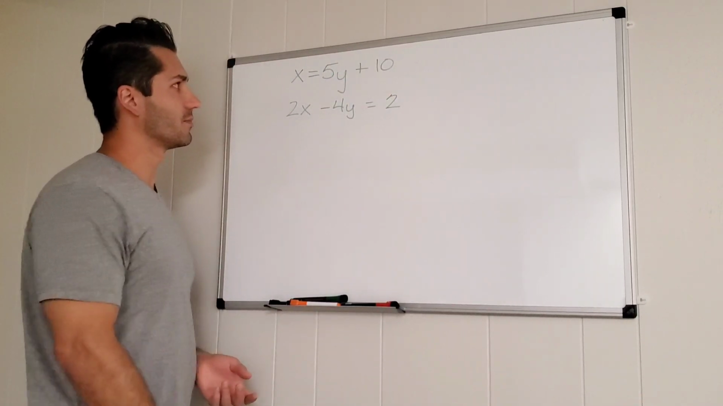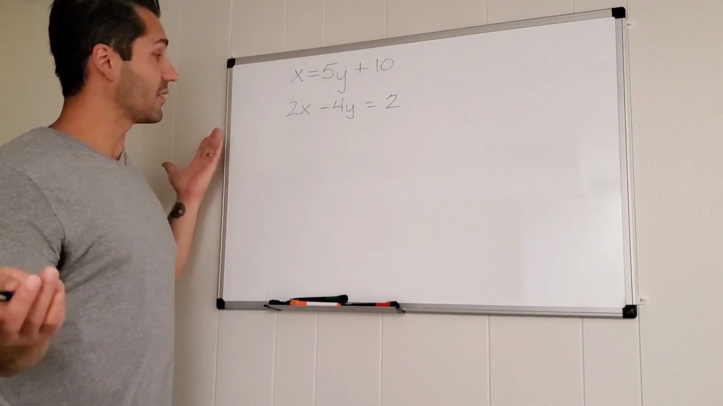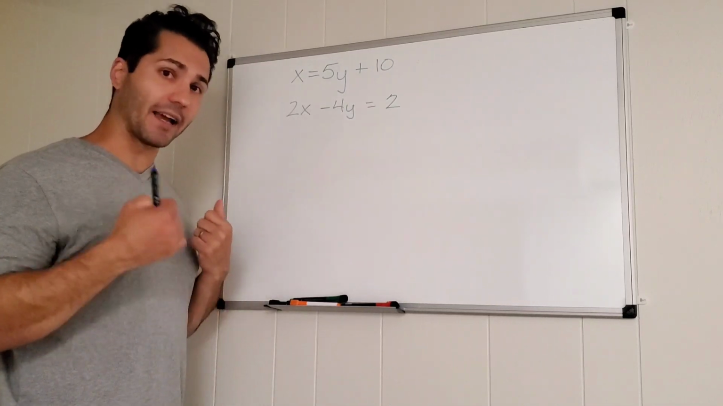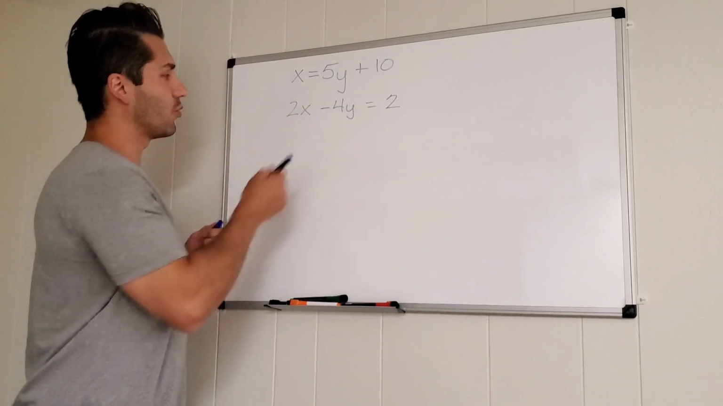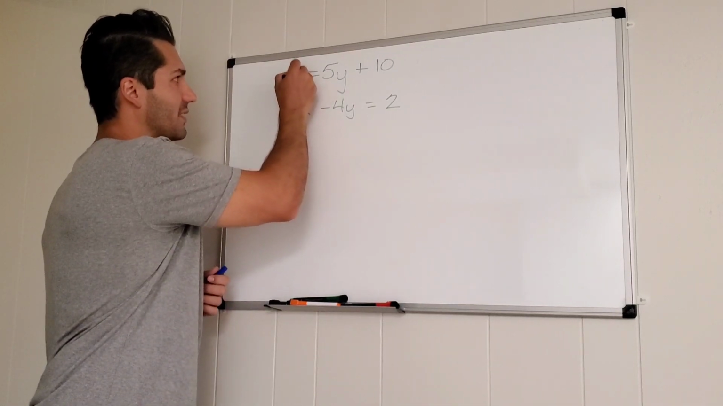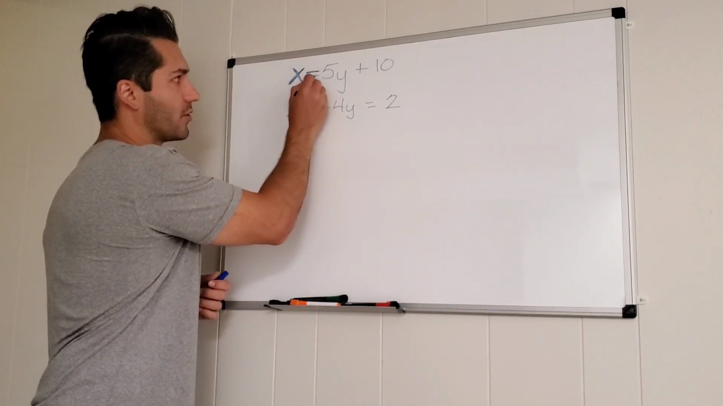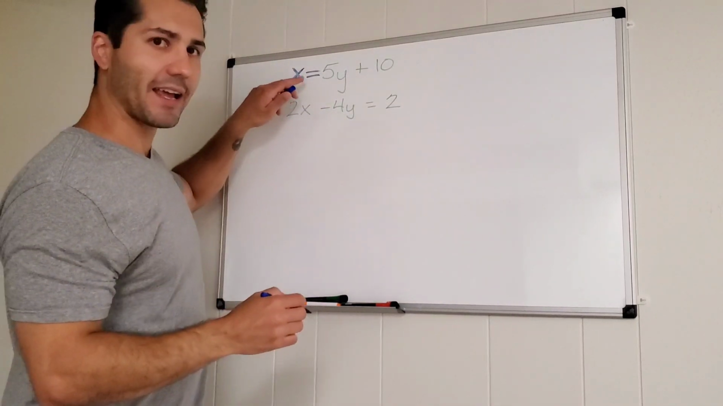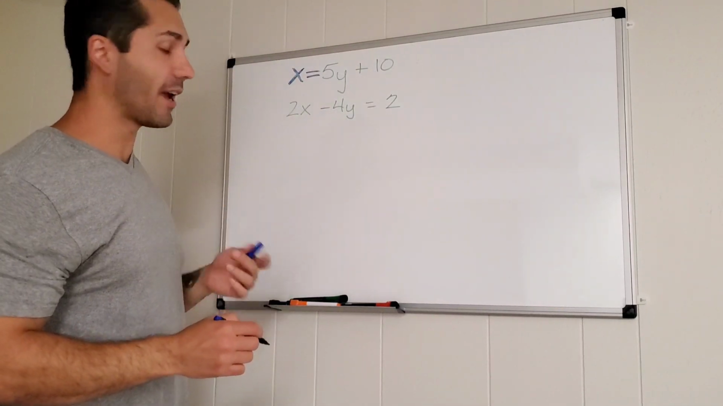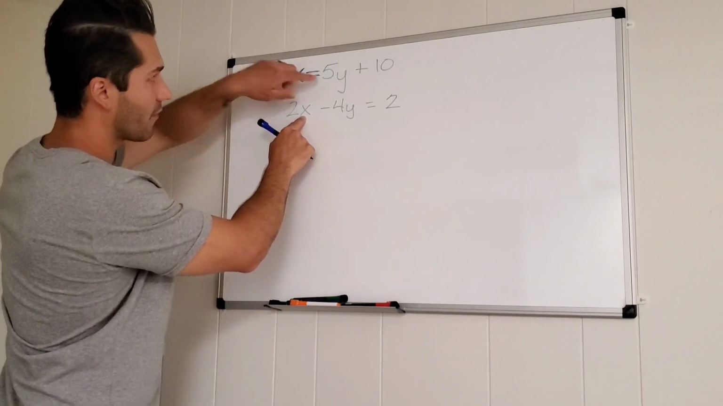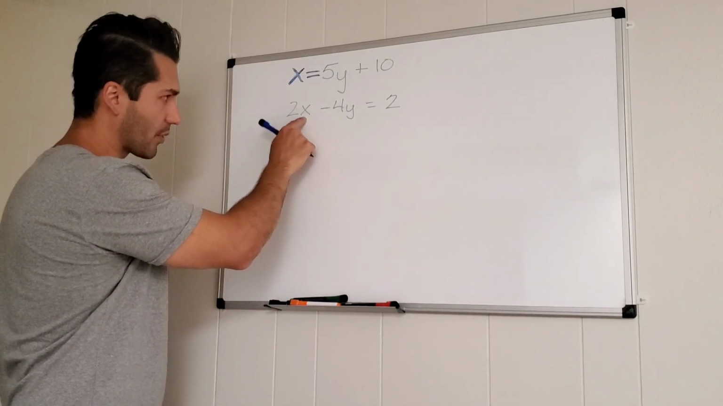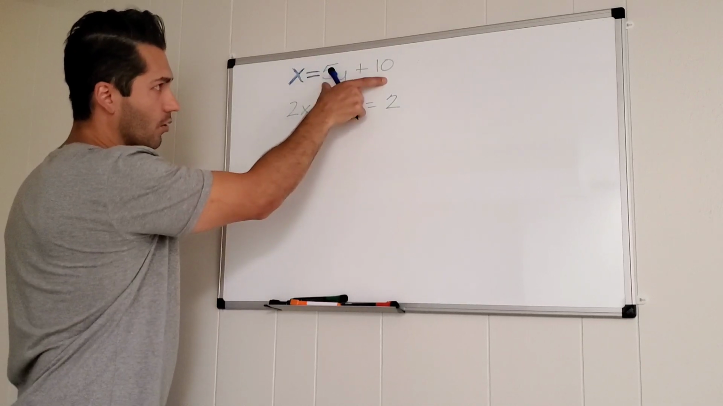So the way we do this, I have to find x and y, and I notice right away x equals. This x equals is your biggest hint that substitution is going to be the best way to do this. Because the moment I see that x equals, I now can say, hey, I know what x equals. x equals 5y plus 10. So once again, I'm going to replace this with that.